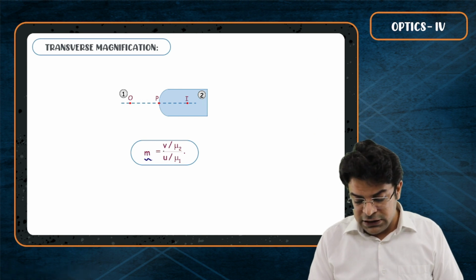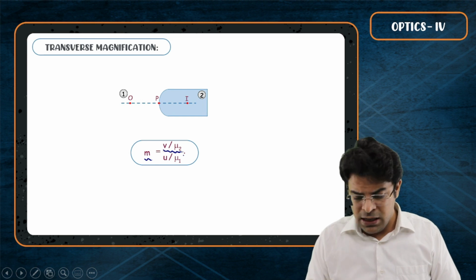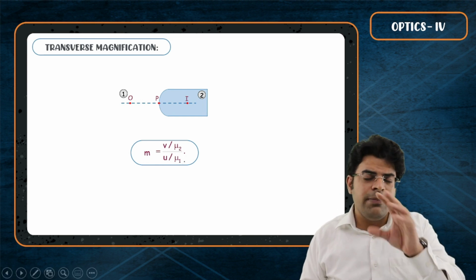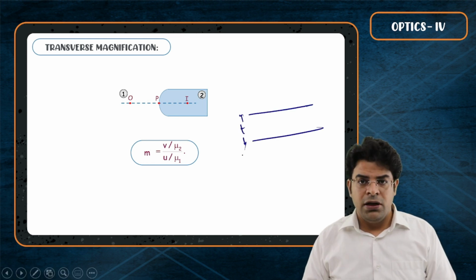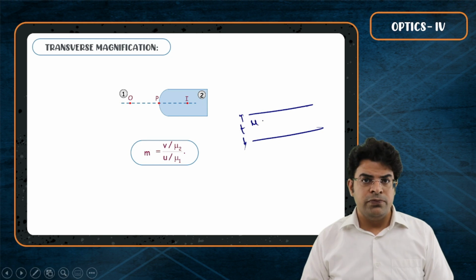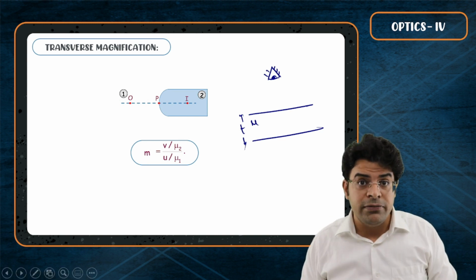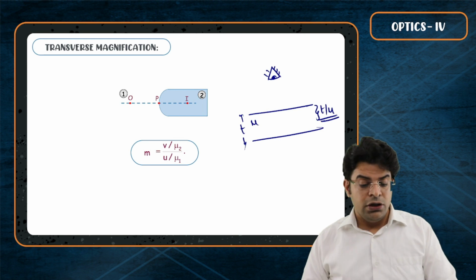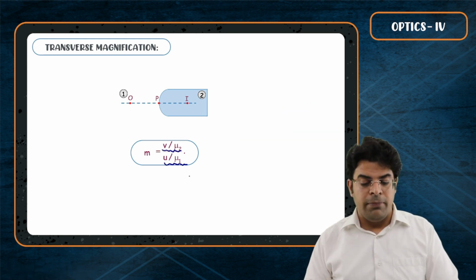And the magnification is V by mu2. The image is in the second medium. Upon U by mu1, the object is in the first medium. You can remember it this way. If a medium has a thickness t and has refractive index mu, then as seen by someone in air, the thickness doesn't appear to be t. The thickness appears to be t by mu. So the magnification is nothing but V by mu2 upon U by mu1.